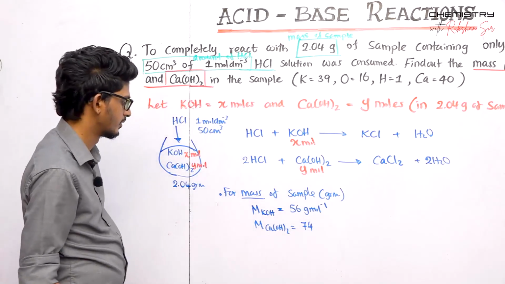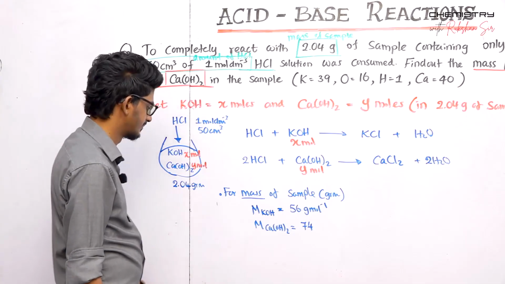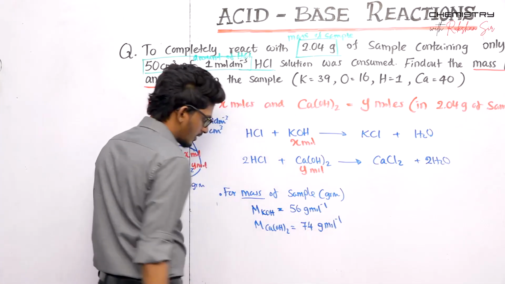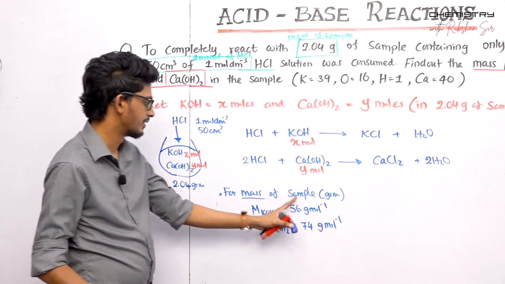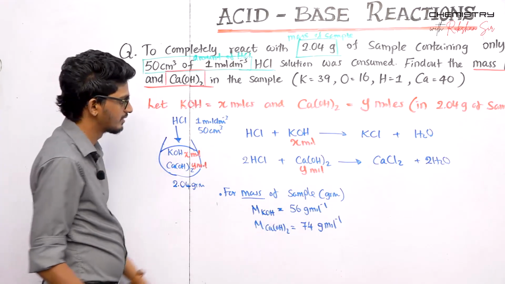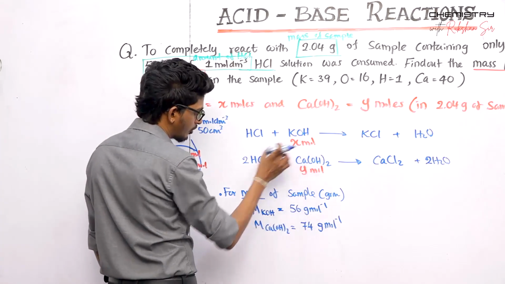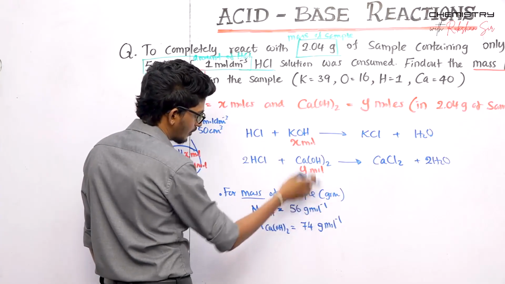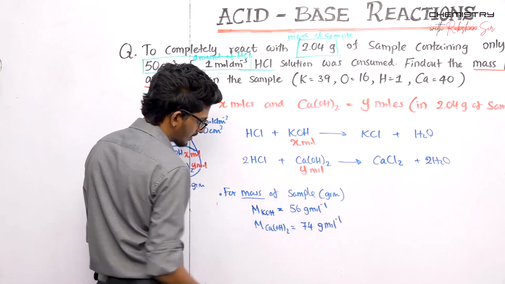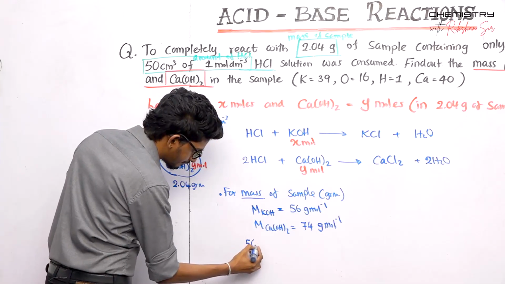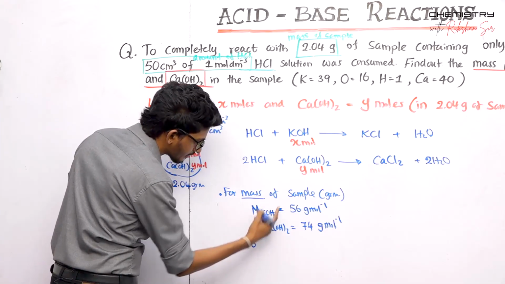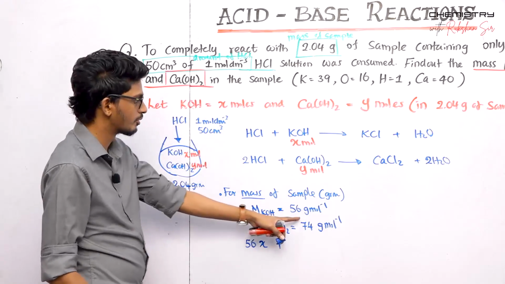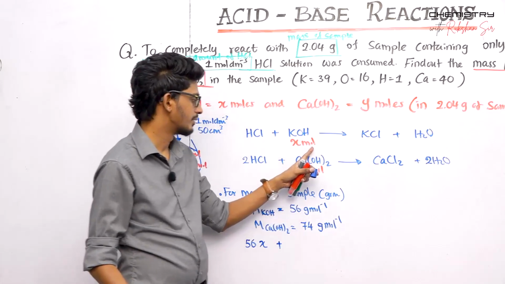40 and, yeah, 2 of 34, yeah, 74. So then we can come up with the mass of the sample, right? So 56 is the g mol^-1 value, X number of moles are there. So if you multiply these two, it will give you the mass of KOH, right? So it is 56 g mol^-1 into X moles.